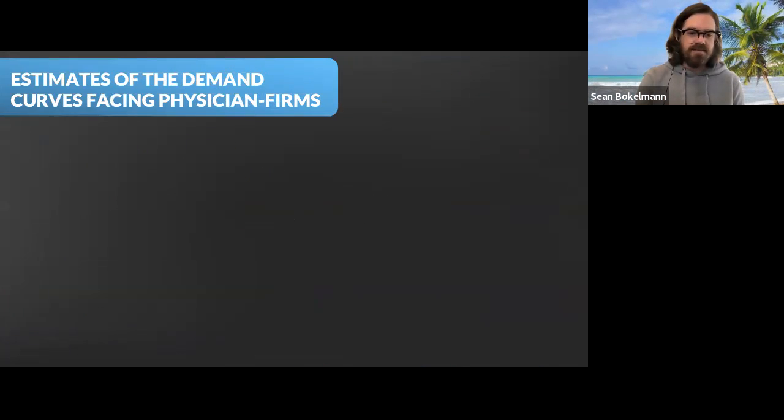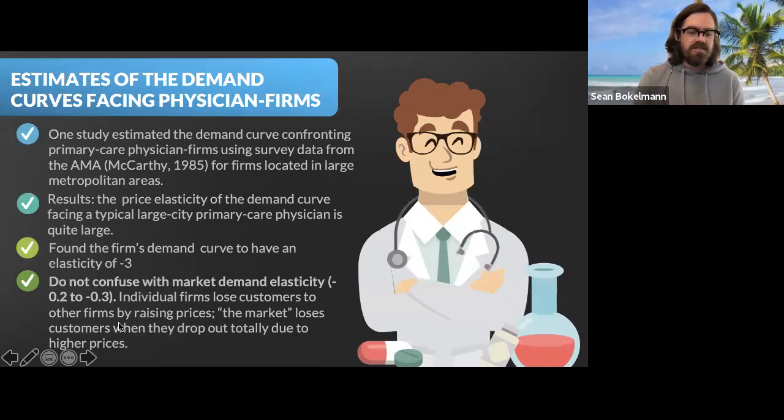Whoops, man, all over the place. All right, so what I was trying to say is that don't confuse this elasticity with the elasticity for the market demand curve, right? With this -3, we're talking about an individual firm's demand curve, okay? And so if we look at that, an elasticity of -3, that's pretty elastic, especially compared to market demand elasticity, which is in the range of -0.2 to -0.3.